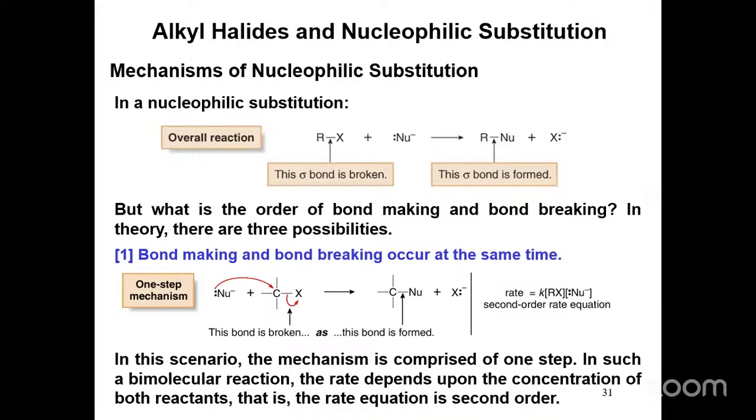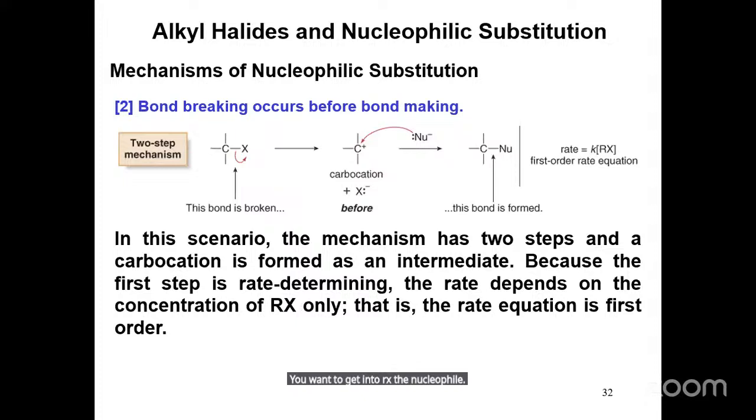It's bimolecular, with the rate dependent on the collision of both reactants, that is the nucleophile as well as the alkyl halide, and the rate equation is second order. So you have your rate is equal to k into RX into the nucleophile.